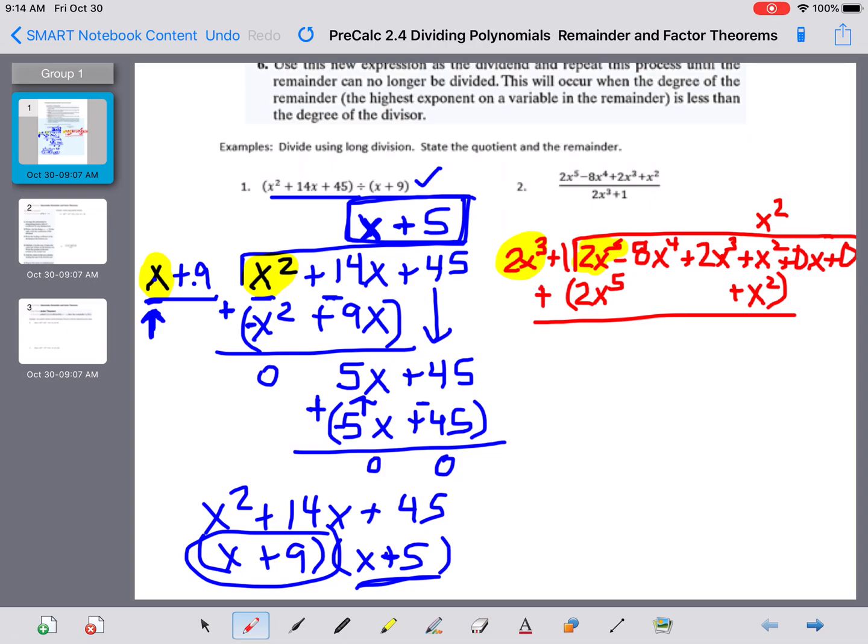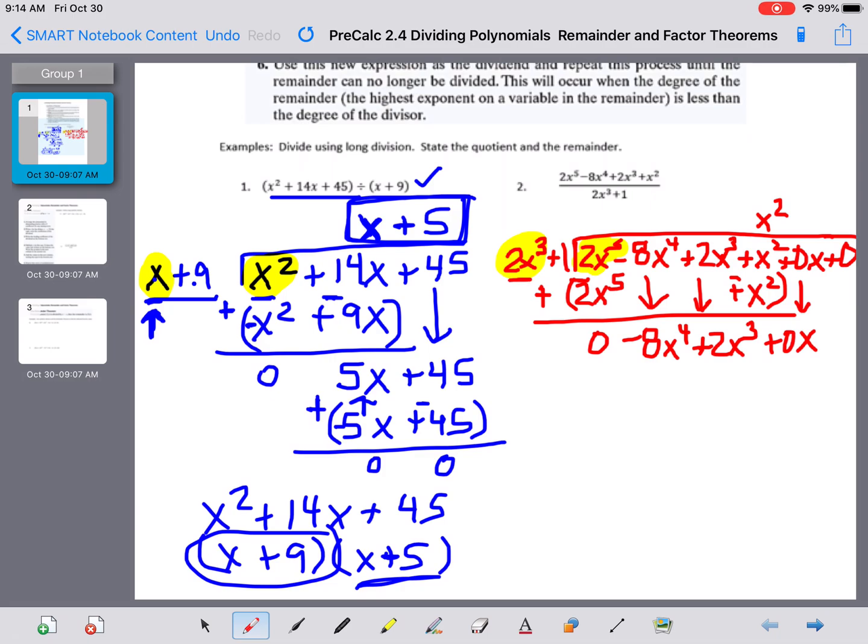So when I add the opposites here, 2x to the fifth minus 2x to the fifth is just 0. I have to bring down negative 8x to the fourth. I'm bringing down plus 2x to the third. And x squared plus negative x squared disappears, okay? So I'm going to just kind of hang that out right there and leave it. I think I'm going to need to bring down this 0x, but just remember, this one's a little bit funny because we had that big gap already. So let's see what happens next.